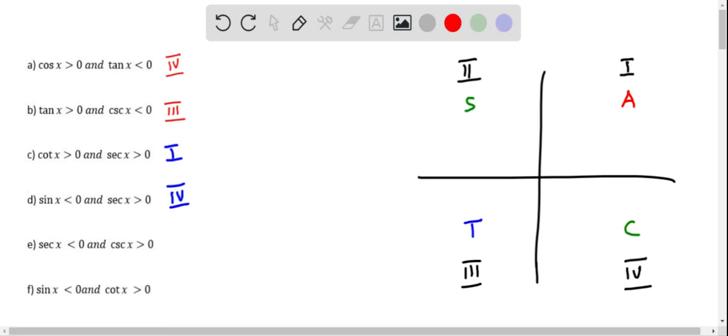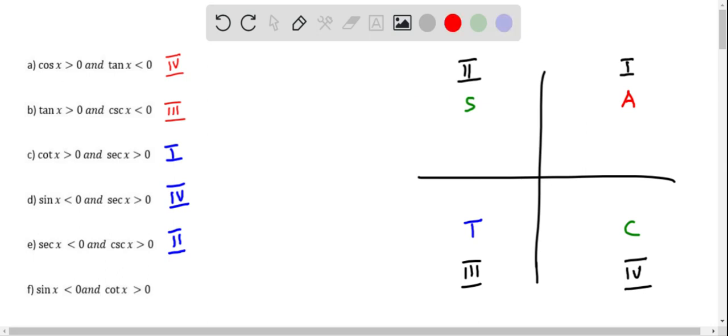Let's do part E. That is, secant x is negative and cosecant x is positive. Secant x is negative wherever cos is negative. Cos is negative in the second as well as in the third quadrant. That is, secant is negative in quadrant 2 and quadrant 3. And then cosecant is positive. Cosecant is positive wherever sine is positive. Sine is positive in the second quadrant as well as in the first quadrant. Clearly, we see that only in quadrant 2 is secant x negative and cosecant x positive. So we mark the answer as quadrant 2 for part E.